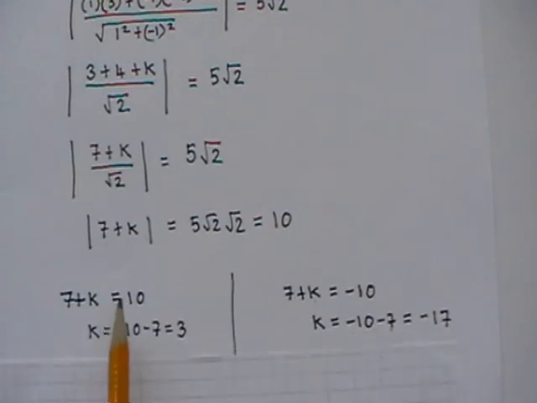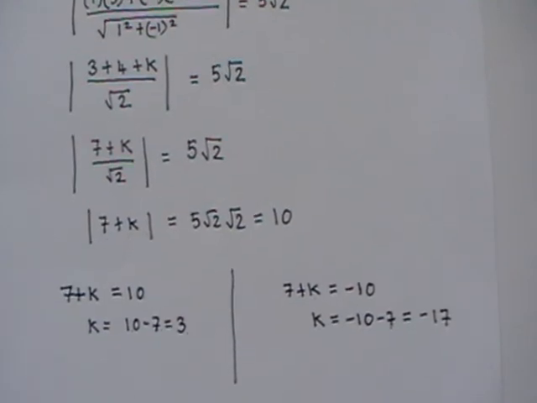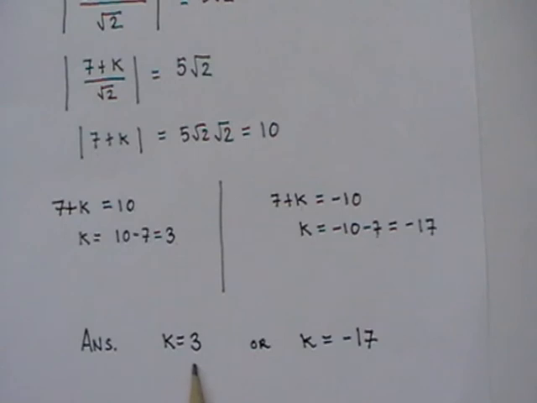We work down. In this case, k would equal 10 minus 7, or 3. In this case, k would equal minus 10, minus 7, or minus 17. So our final answer is k equals 3, or k equals minus 17.